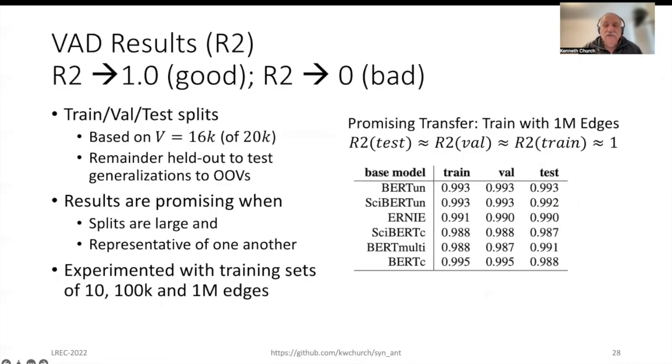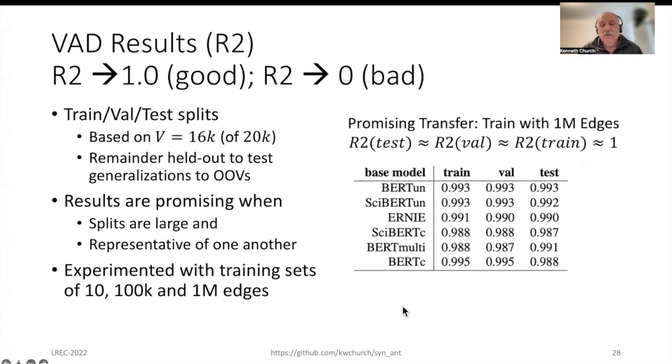Now we've got some results on the right. So we split these things. We used 16,000 of the 20,000 vocabulary words. We held the remainder out so we could test things like out of vocabulary. And generally what we found is the results are promising when the splits are large. In this case, we have 1 million edges in the training set, and they're representative of one another. In this case, they are. And we've experimented with different size training sets and different ways of splitting. And this is about the best case.